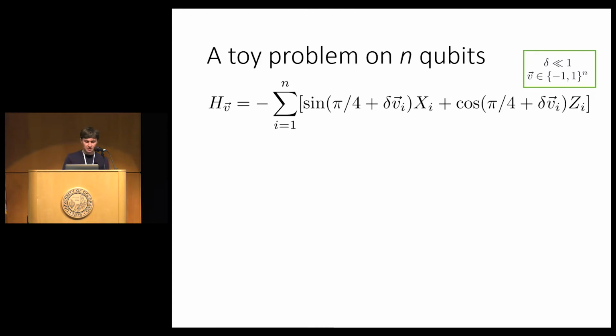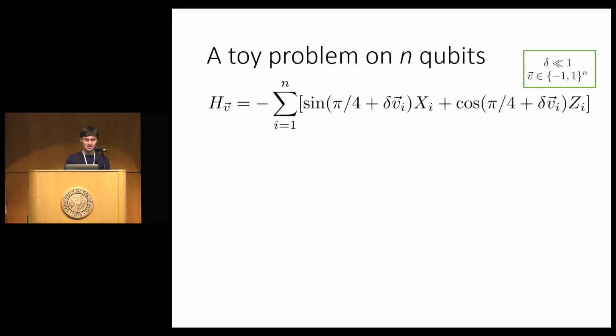Okay, so now I'll talk about the toy problem we studied. Here is a definition of a Hamiltonian on n qubits, which is parameterized by this binary vector v. Every component of v is +1 or -1. And there's also this other small parameter delta. This is actually an extremely simple Hamiltonian. It's one local. The xi and zi are just Pauli x and z operators.